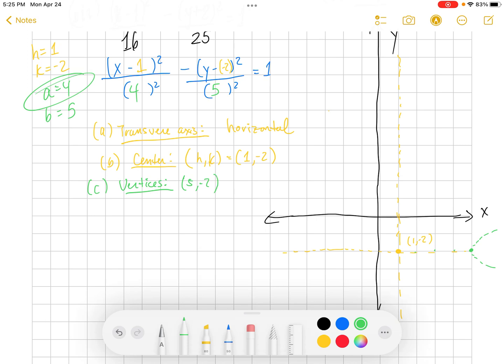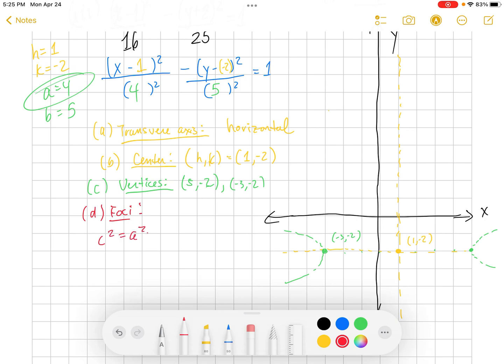So I have a vertex here at 5, negative 2. Now I go back to the center and I'm going to go left 4 using my a. 1, 2, 3, 4. That'll be at negative 3, negative 2. So my hyperbola is going to go back to the left. Very rough sketch right now.